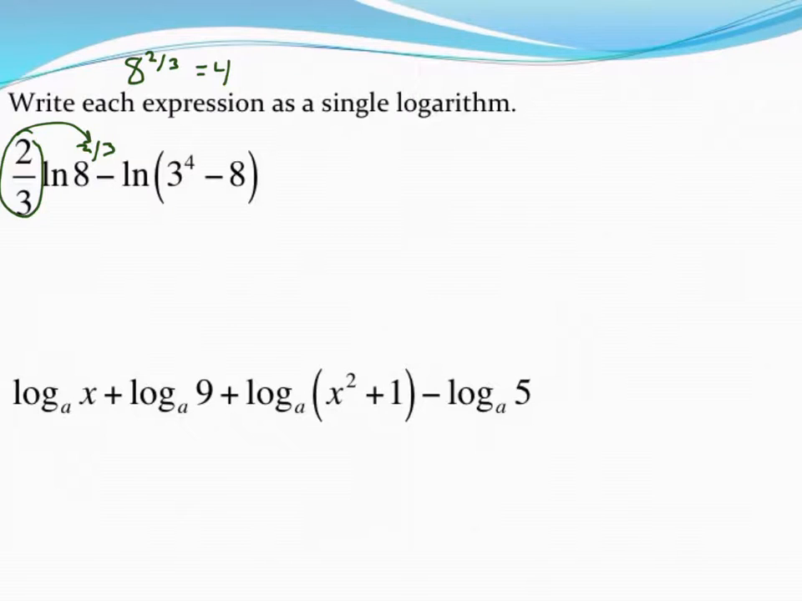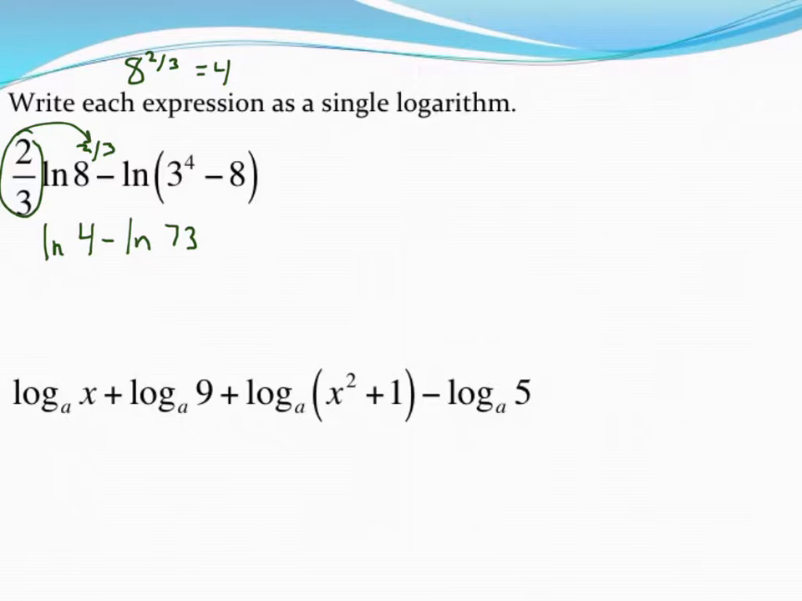So really, this first piece becomes just natural log of 4 minus the natural log of, I'm going to go ahead and evaluate all this in here too. 3 to the 4th is 81. 81 minus 8 is 71. Or I'm sorry, 81 minus 8 is 73. So I've got these two natural logs being subtracted.